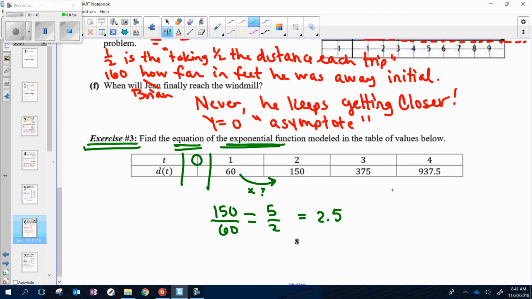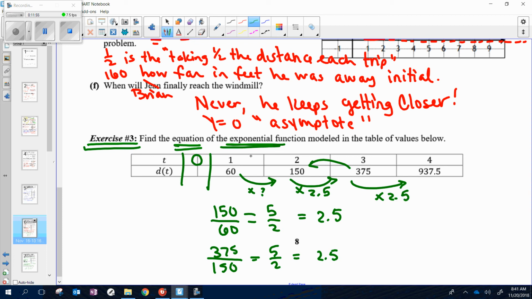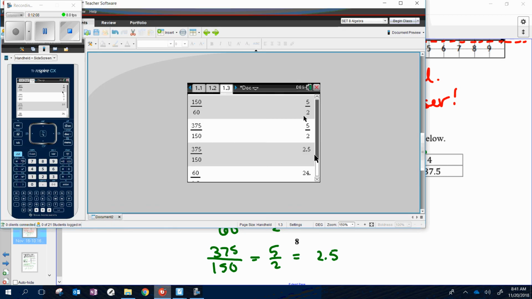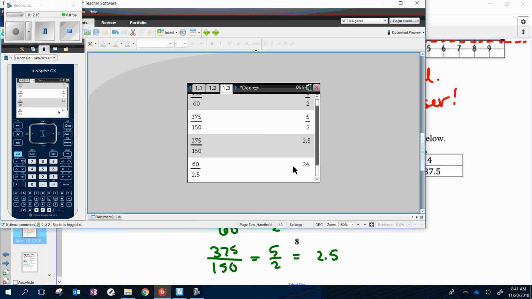And if you want to test out another one, do 375. Divide by the previous number. Again, you would get 5/2 or 2.5. So when I'm multiplying by 2.5, every time this goes up by 1, you got to pay attention to what this is doing. Every time it goes up by 1, I'm multiplying by 2.5. So divide by 2.5 to reverse the process. And 60 divided by 2.5 is 24.